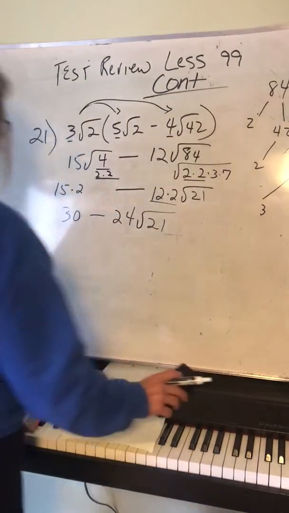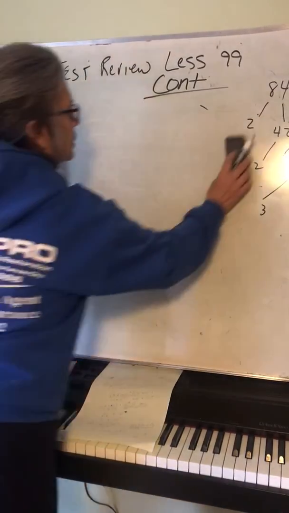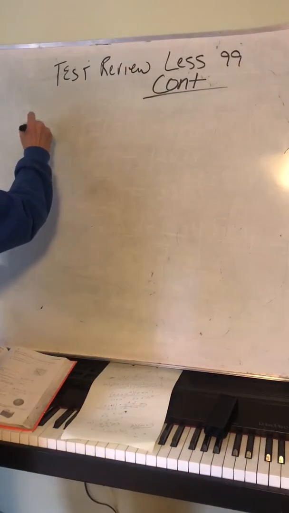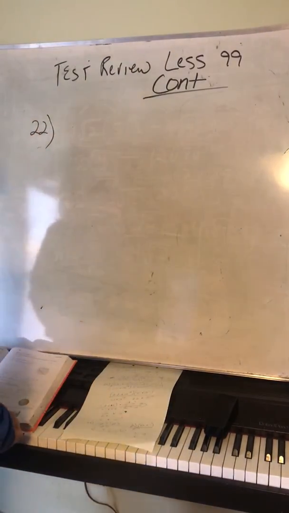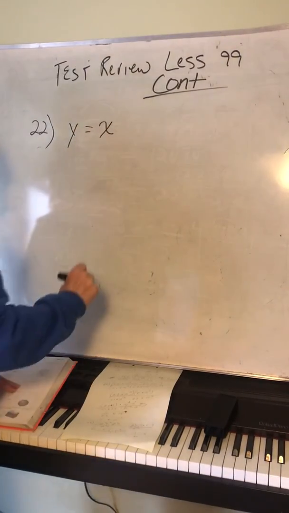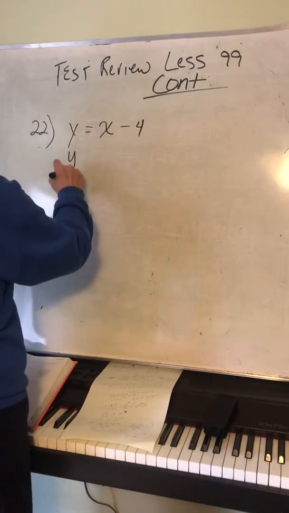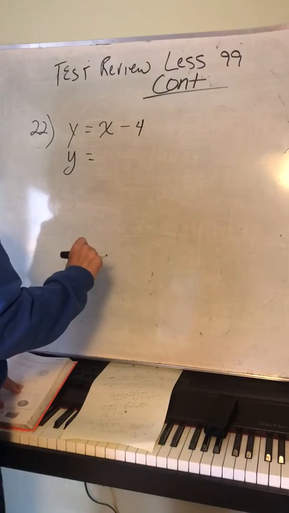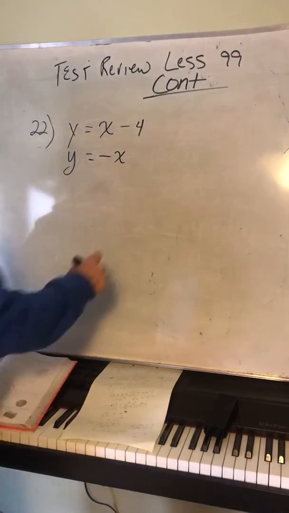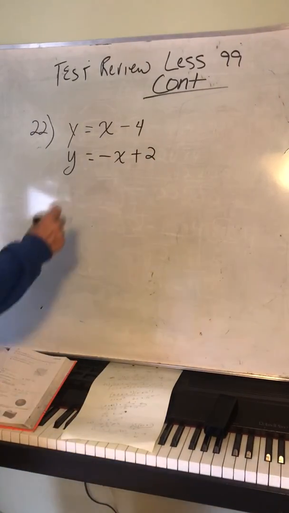Now we're going to do number 22. We're going to solve by graphing. Number 22 is y equals x minus 4 and y equals negative x plus 2. So we're supposed to graph these two lines here.